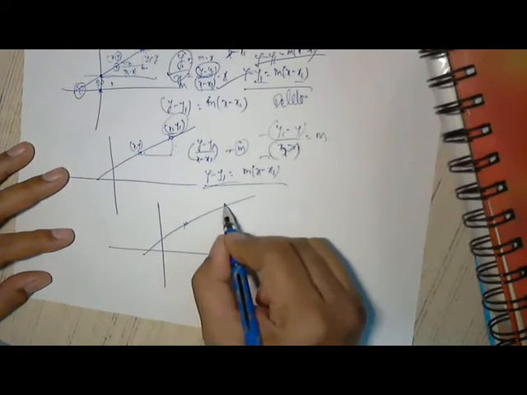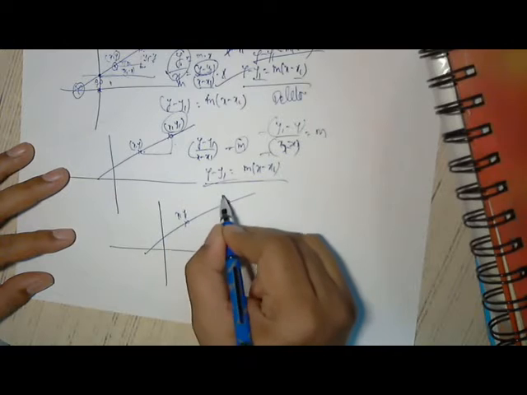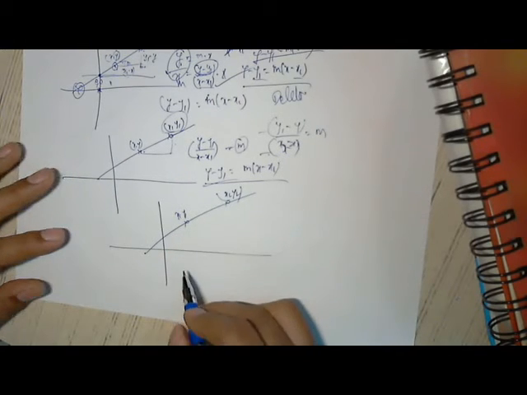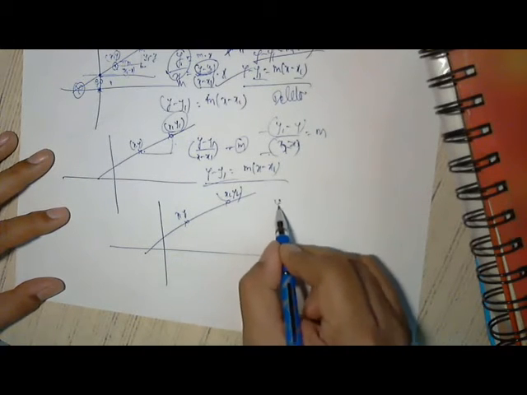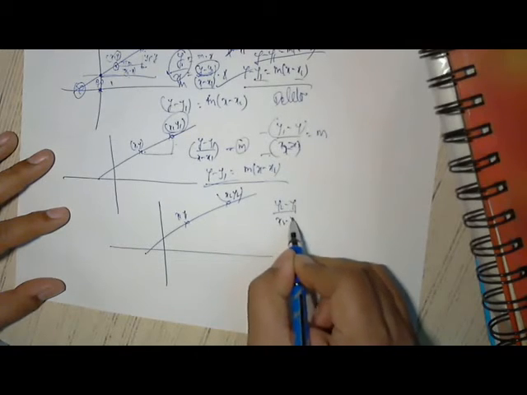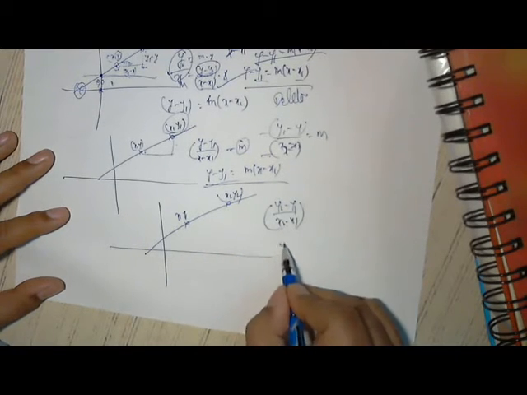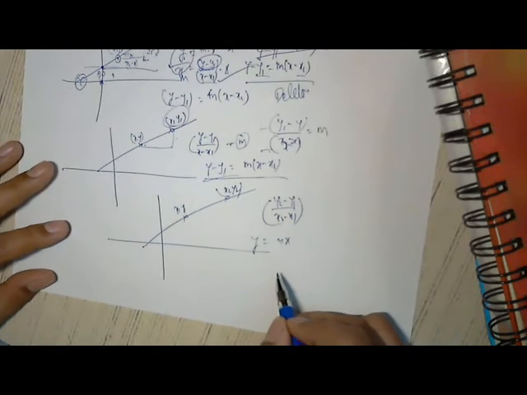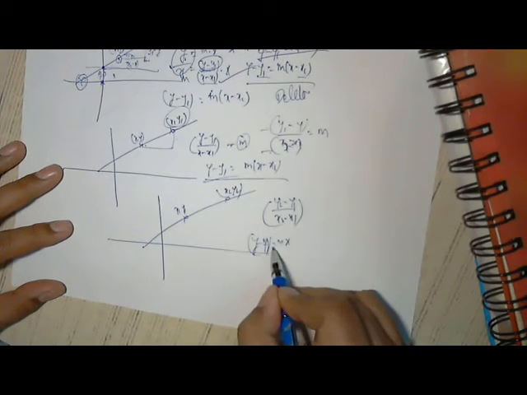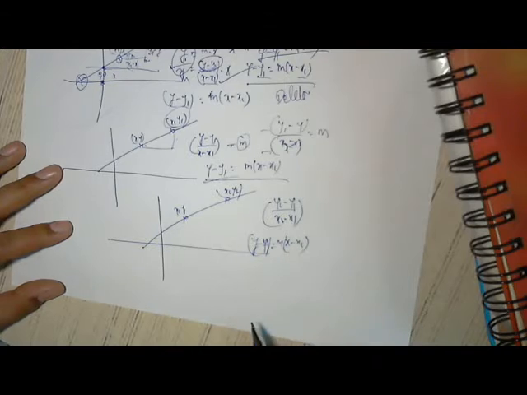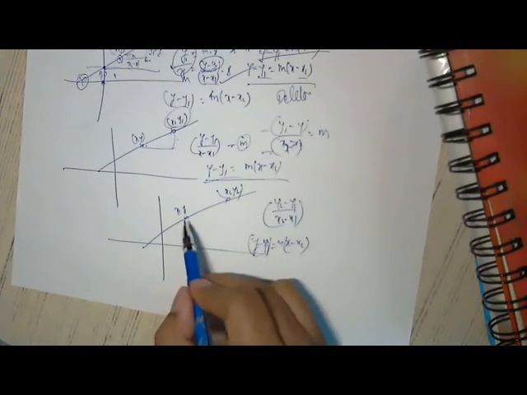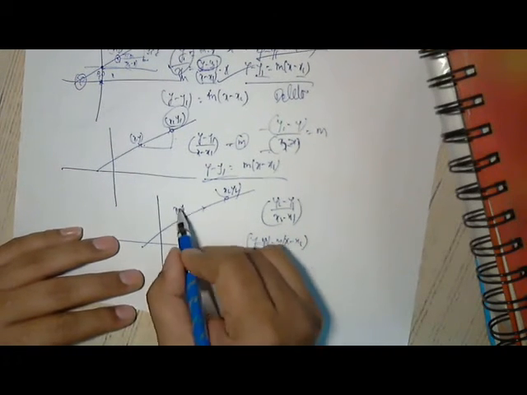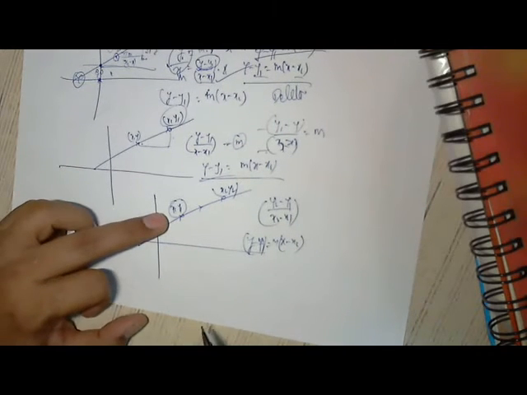It is passing through points x1, y1, x2, y2. Now I am finding the slope here. y2 minus y1 by x2 minus x1 is the slope. So I know my equation is y minus y1 is m into x minus x1. So I can take any one point. So I am taking, say, this one point here, x1, y1.